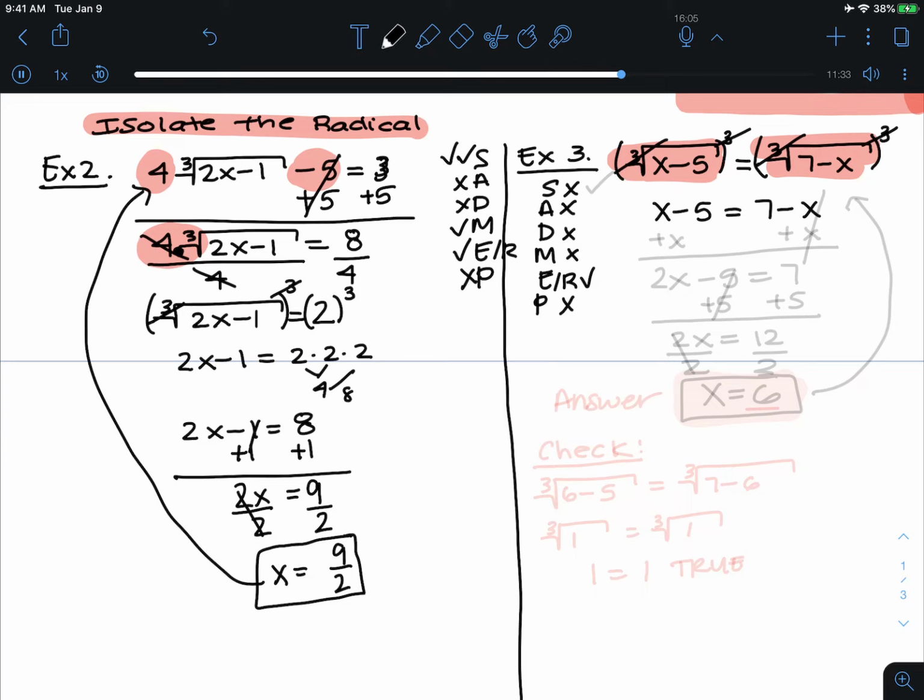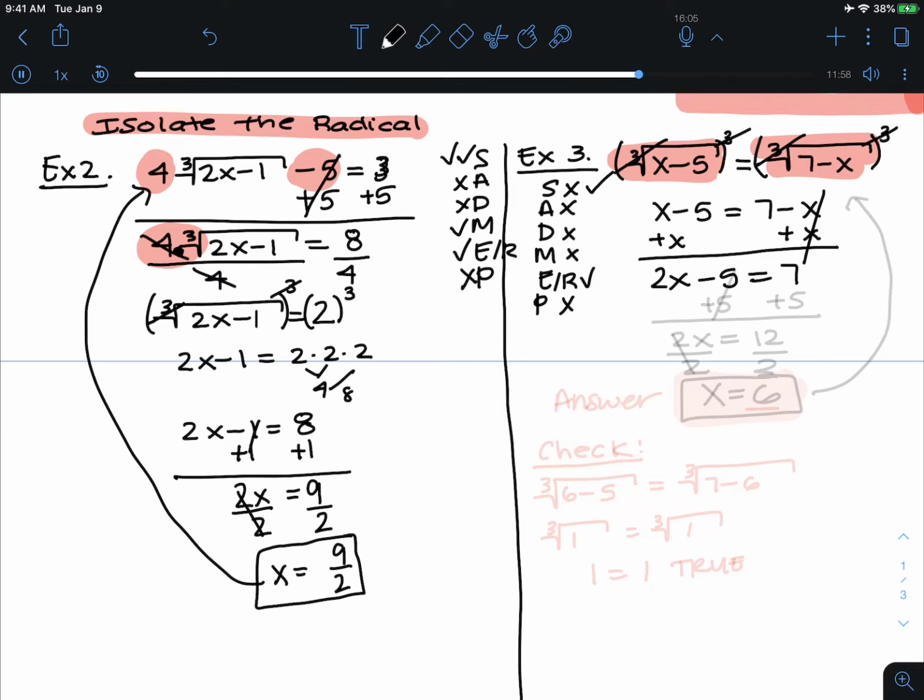Parentheses, no. Subtraction, yes. Okay, you can subtract whatever you want. I'm going to go ahead and subtract the x because I don't like to have negative x's. So I'm going to add the x to both sides. These right here are going to cancel out. So now you have x plus x, which is 2x minus 5 equals 7.